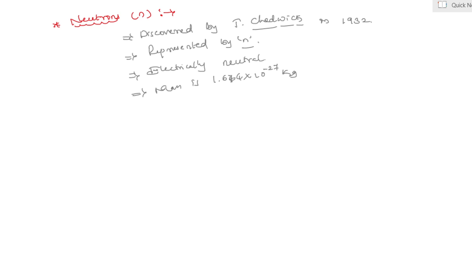Yes, we already know the definition of atomic mass. The number of protons and neutrons present in the nucleus of an atom is termed as what? Mass number. Yes, my dear students. Now, let us see the distribution of electrons in different orbits.